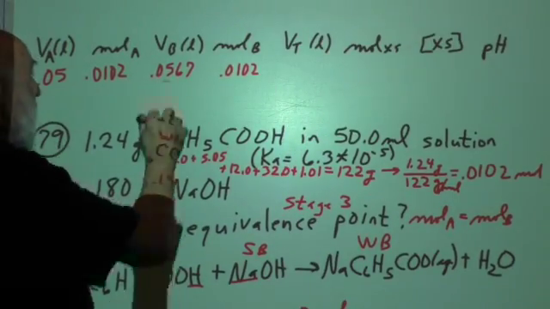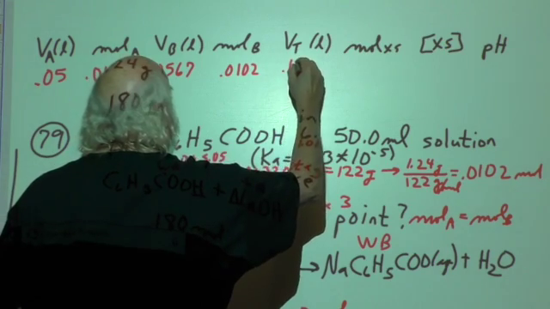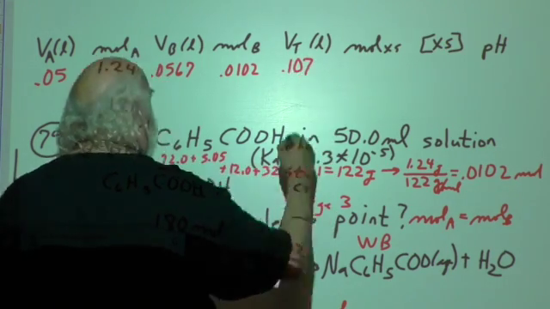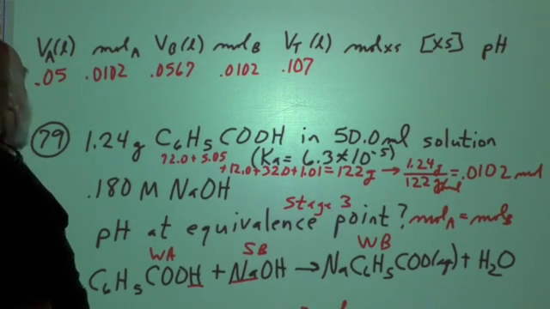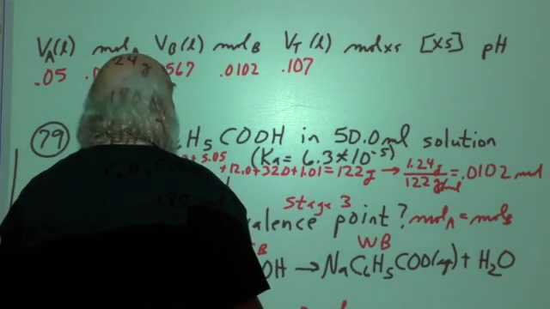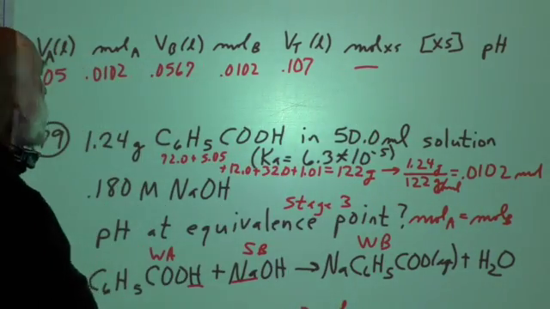All right, now total volume I can find, I add these two together. I get 0.107 liters, rounded off to 3 sig figs. The moles of excess. There are no moles of excess. So we can forget about that noise.